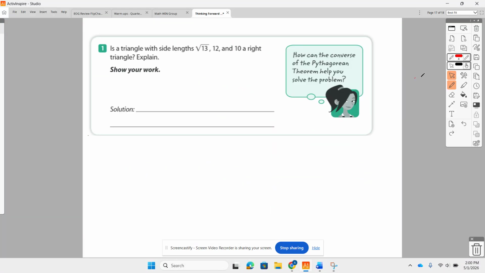Hey, 8th grade, your module today is about the Pythagorean theorem. Let's see if we can try two questions together to get you started today.